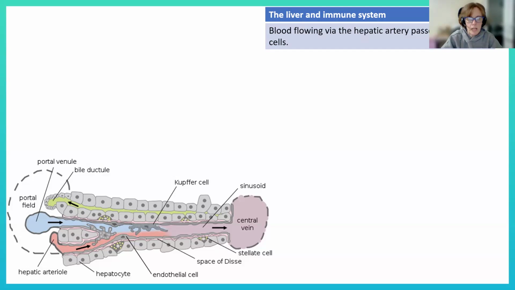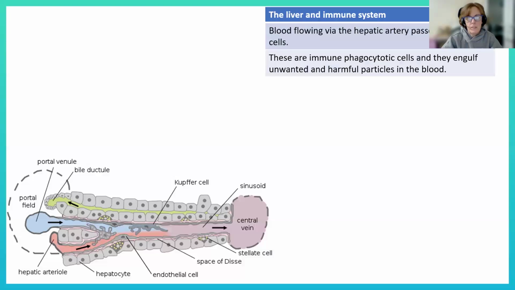It has these special cells. You can see them here, Kupffer cells. And obviously the blood flowing via the hepatic artery is going to pass by these cells. Remember, these were the structures that we see in the liver. And there are immune phagocytotic cells here. And what these do is they will engulf and remove any unwanted particles in the blood.